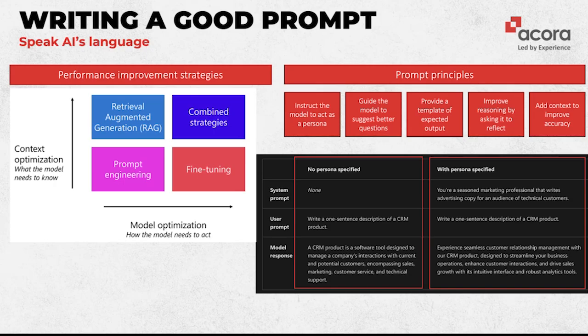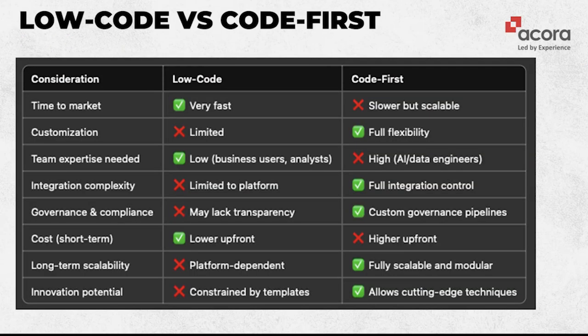So this example is taken from the Microsoft documentation, and you can see where we've given no system prompt versus the system prompt of "you are a seasoned marketing professional that writes advertising copy." The quality of results we get back when it receives a user prompt of "write a 1-sentence description of a CRM product" is very different. So in the generic approach, we have more of a dictionary type description of what a CRM product is, whereas where we have the persona specified, we can see that it's more tuned and the tone is more reflective of writing advertising copy. So that's something to definitely bear in mind.